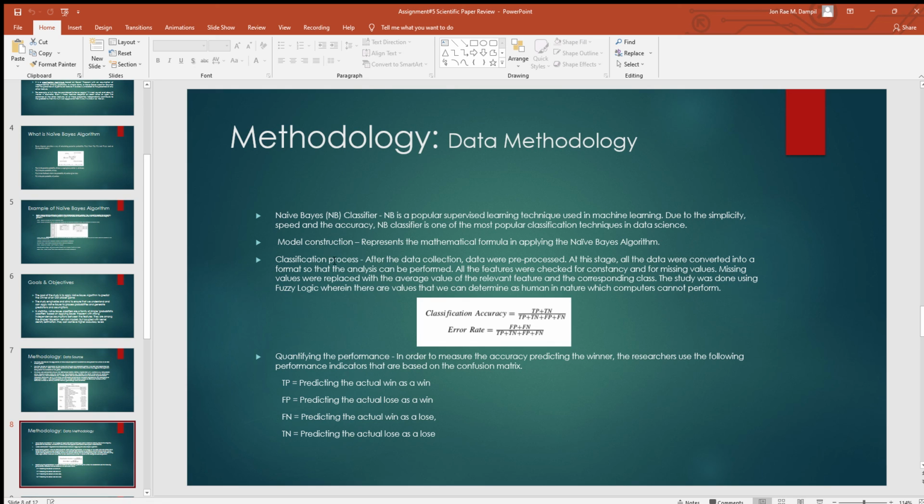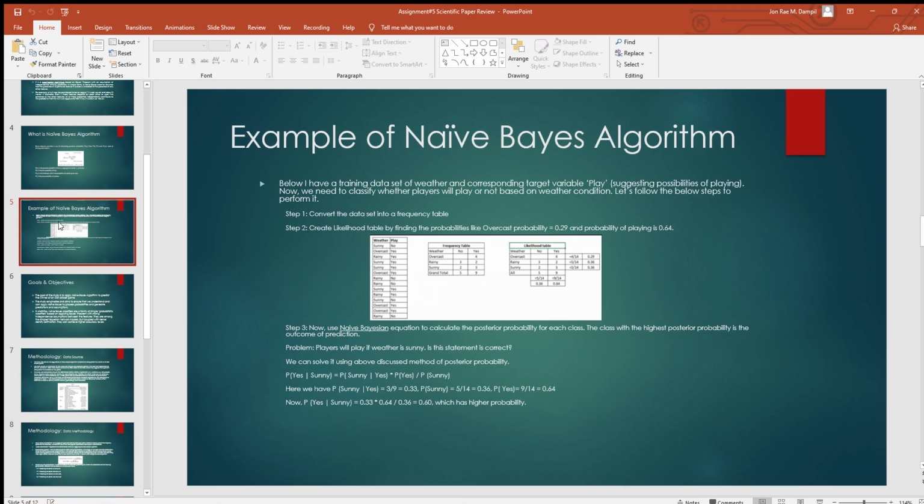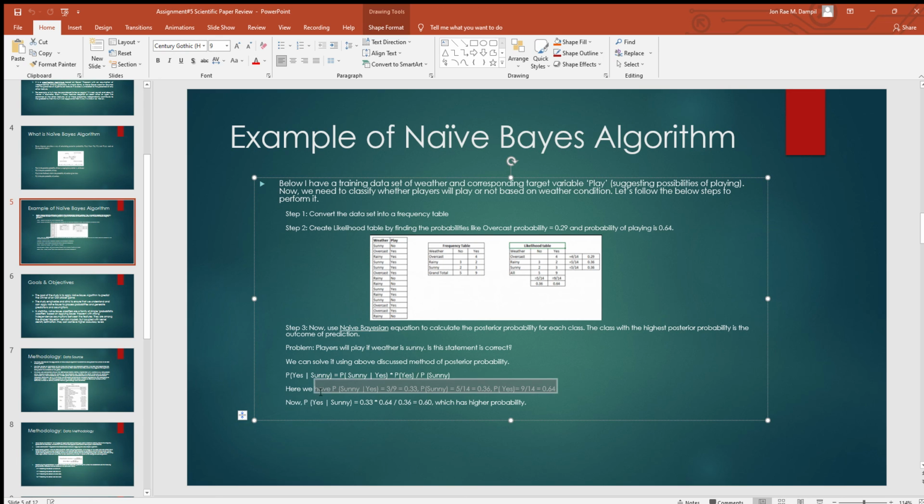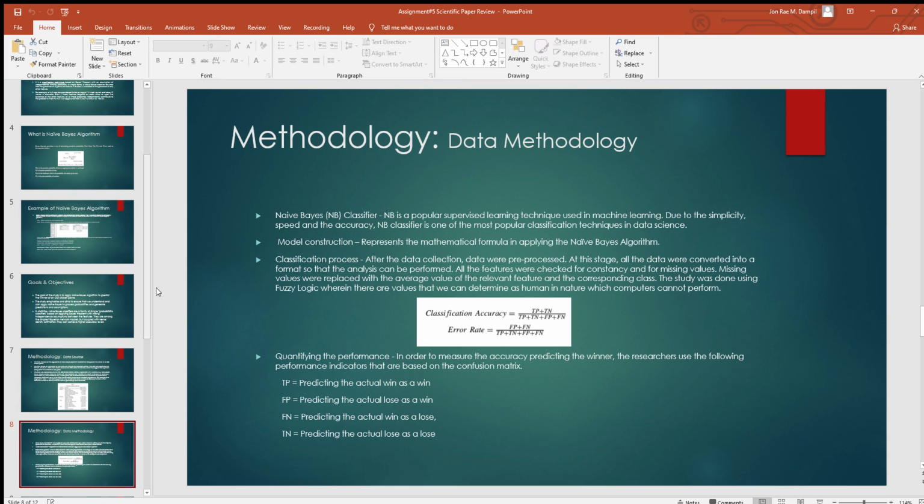In the classification process, the data were collected, pre-processed and converted into a format so that analysis can be performed. This is similar to the step we did here. So basically you have your raw input data, and then you create a frequency table and a likelihood table, and from there you get the probability of each so that you can apply our formula here, which is the multiplication of all the variables.